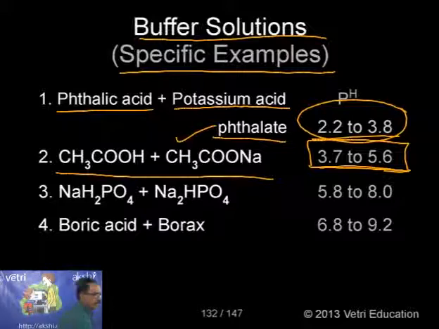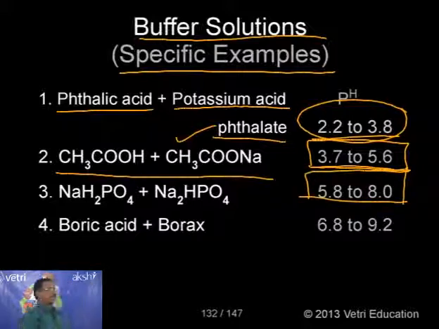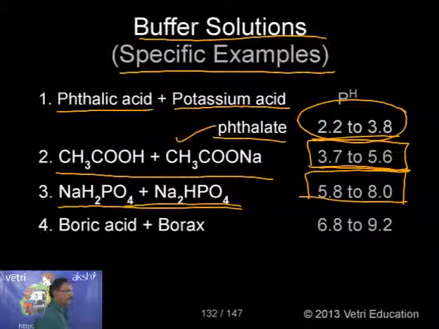Another one. Suppose you want to keep the pH value between 5.8 and 8. Now you use sodium dihydrogen phosphate and disodium hydrogen phosphate. You have to adjust the concentration of this mixture, and the pH will be between 5.8 and 8.